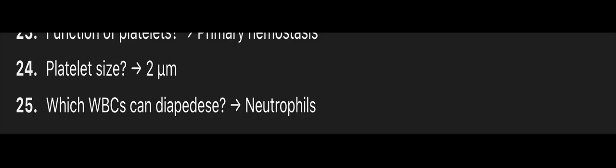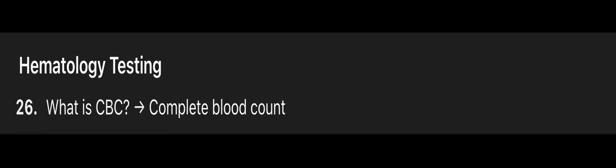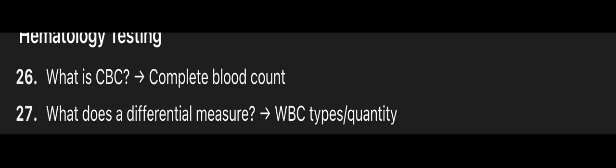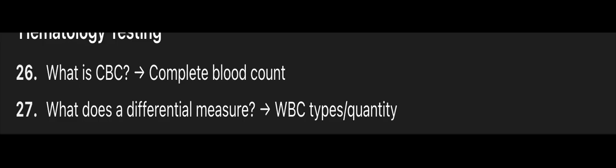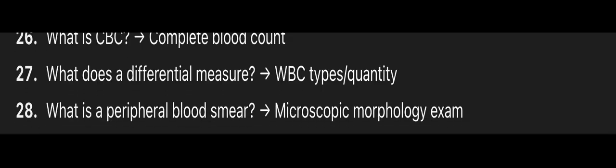Which white blood cell can diapedese? So that means it leaves the blood vessel and can actually go into tissue to fight infection. And those are neutrophils. Hematology testing. What is CBC? Complete blood count. What does a differential measure? White blood cell types in quantity. It's percentages.